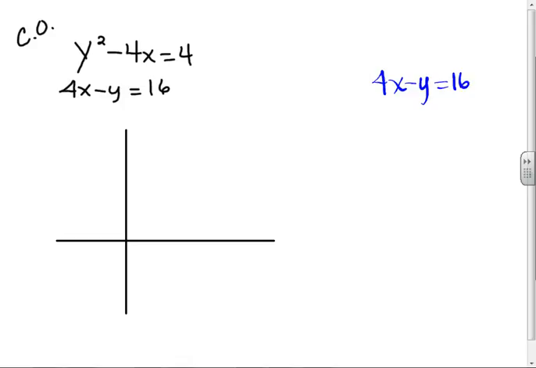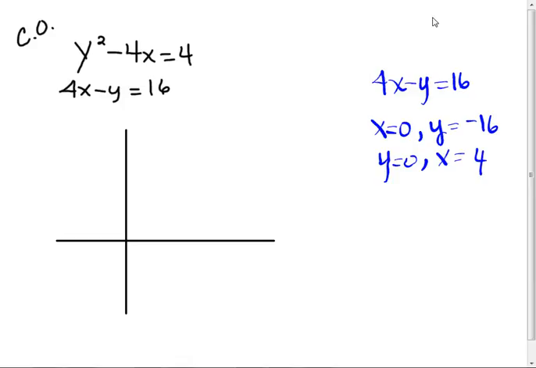Because how many points determine a line? No? 2. 3 non-collinear points will give you a plane. Luckily, we're not doing planes in here. So when x is equal to 0, what's y equal to? Now what I do when I teach in algebra, I cover up the x's because they're not there. Y is what? Negative 16. This is called the intercept method. And when y is 0, what's x? 4. So I can graph that line fairly easily.